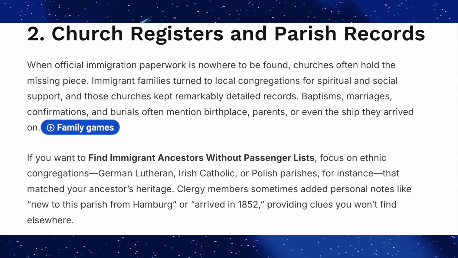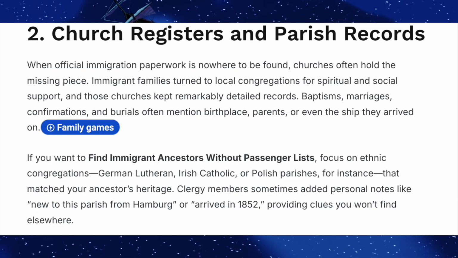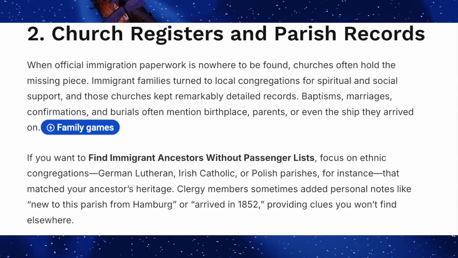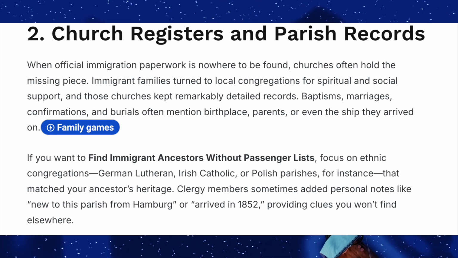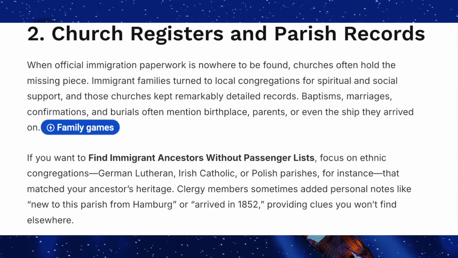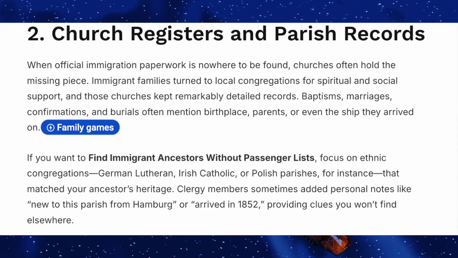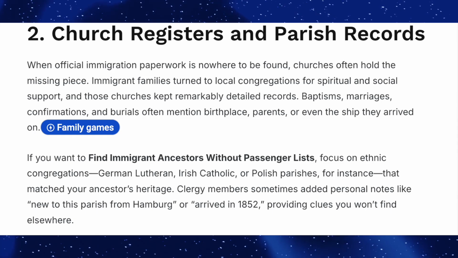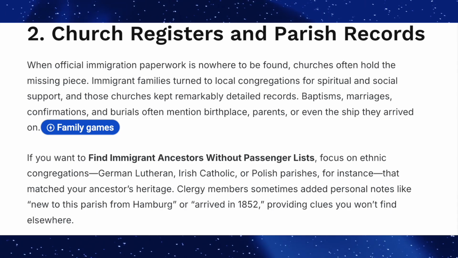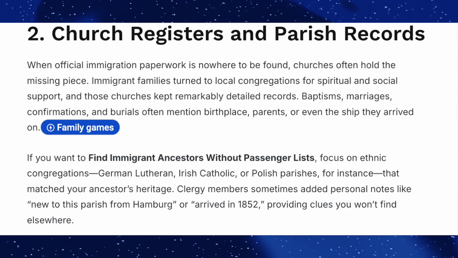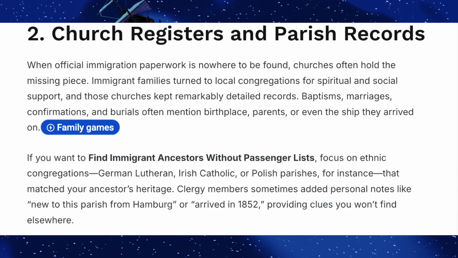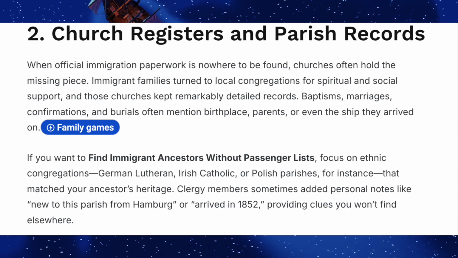So clergy members sometimes added personal notes, like maybe in their notes they added "new to this parish from Hamburg" or something like that, right? Because communities tended to congregate, especially in the 1800s, early 1900s, right? When my Lithuanian ancestors arrived, of course, they congregated in New Haven, Connecticut around other Lithuanians, right? But there were Italians next door and English and everyone else. And my English side, well, we were here in the colonies, so that's all we had to hang out with, I guess. So, right, you might find those in maybe historic societies around whatever ethnic background you come from.